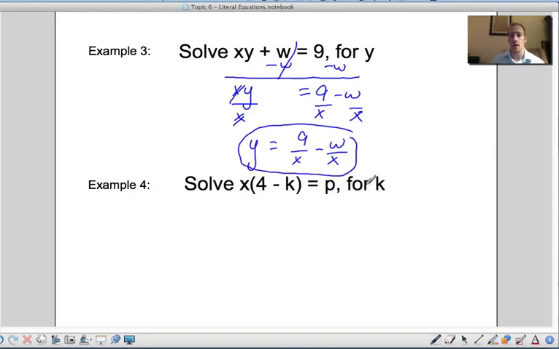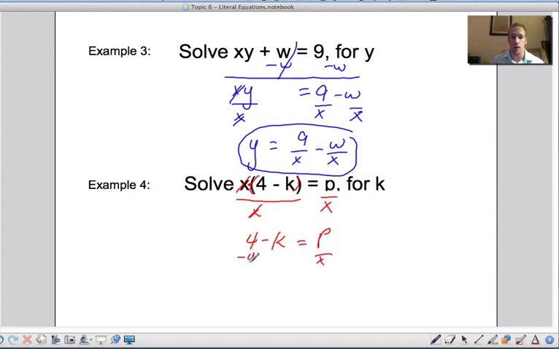Alright, so solve this for k. We're going to work our way from the outside in. The best thing to do here is divide by x first. Now notice here I had to divide by x twice. That's because this was being added or subtracted. Here, this is x times something, so there are not multiple things I'm going to divide. So we cancel that out. I have 4 minus k equals p over x.